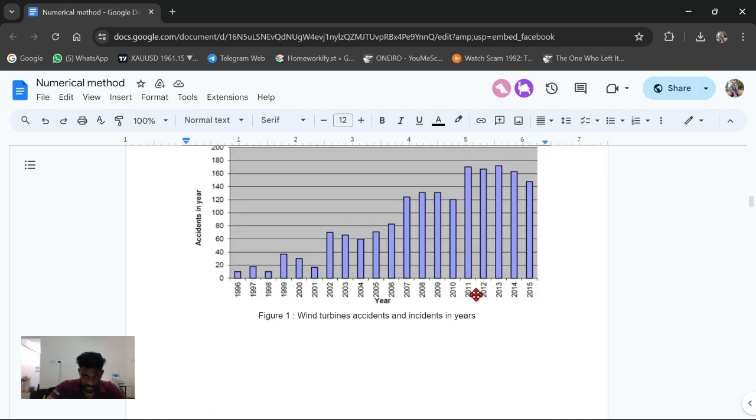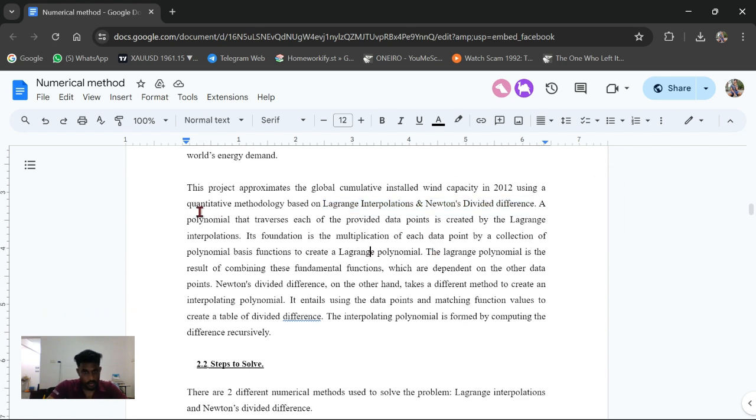A polynomial that passes through each of the provided data points is created by the Lagrange interpolation. Its base foundation is the multiplication of each data point by a collection of polynomial basis functions to create a Lagrange polynomial. The Lagrange polynomial is the result of combining these fundamental functions, which are dependent on the other data points. Newton's divided difference, on the other hand, takes a different method to create an interpolating polynomial, which entails using the data points and matching function values to create a table of divided differences. The interpolating polynomial is formed by computing the differences recursively.